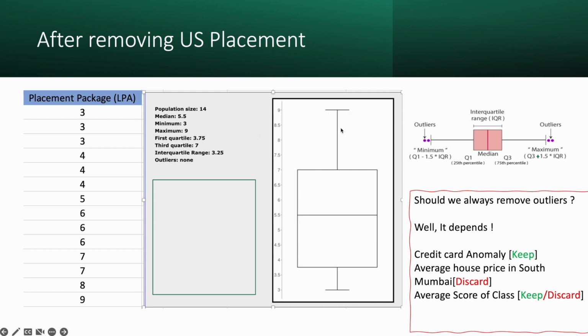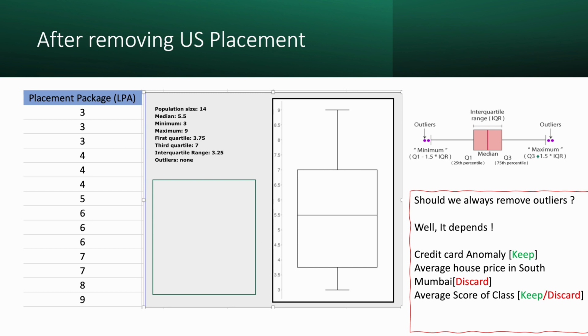And when we plot our box plot after removing the outlier, it looks very neat and clean. As you can see, the minimum value is 3, the maximum value is 9 over here, no outliers. My third quartile is 7, my first quartile is 3.75, and the median is 5.5, right? So very clear, right? Friends, I hope you understood this concept of detecting the outlier through a box plot.